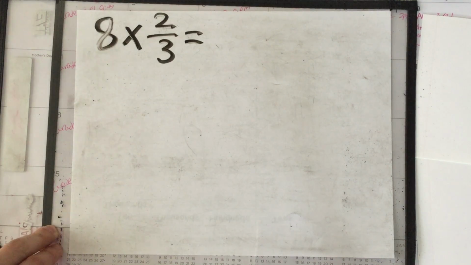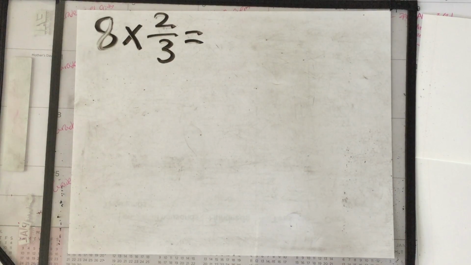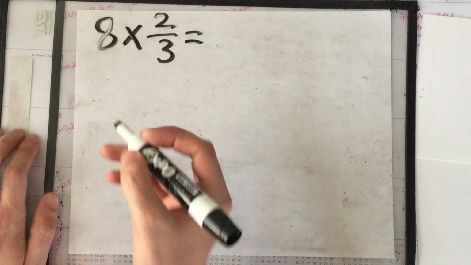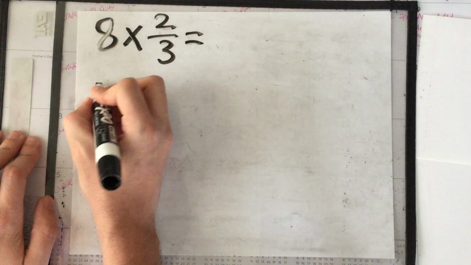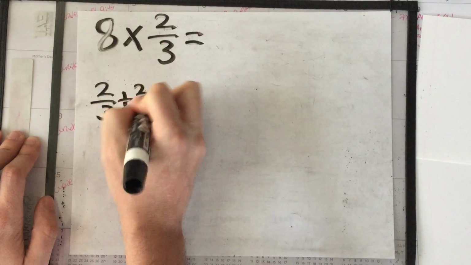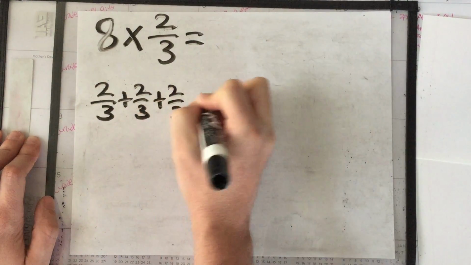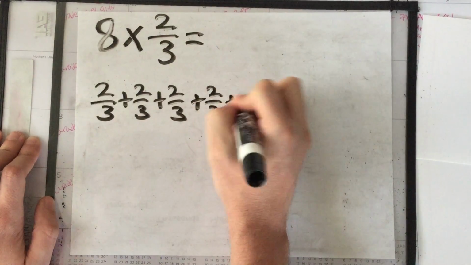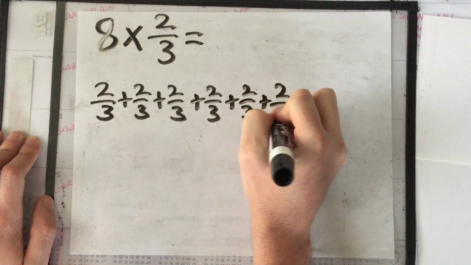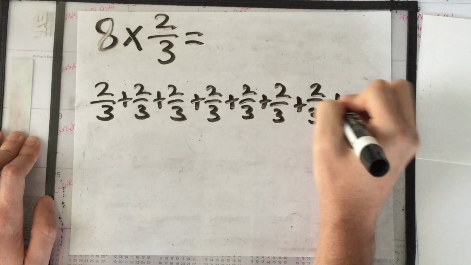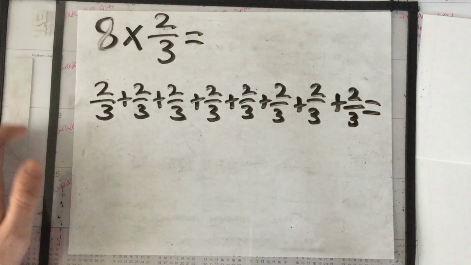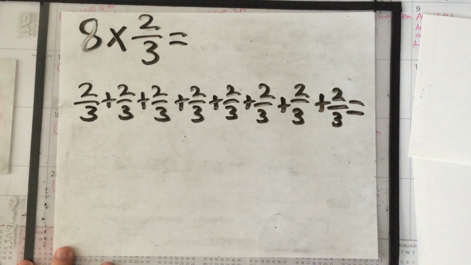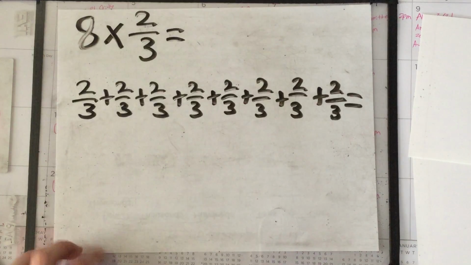Now, we can do a few different things here. We can write 2/3 8 times and add it up, right? That works because this is repeated addition. 2/3, 2/3, 2/3, 2/3, 5, 6, 7, 8. I can do that, but that's a lot of work. But we do know that multiplication is just a shortcut for repeated addition.